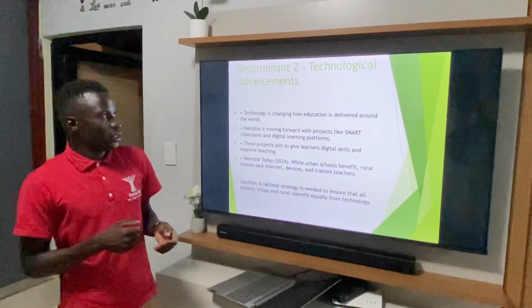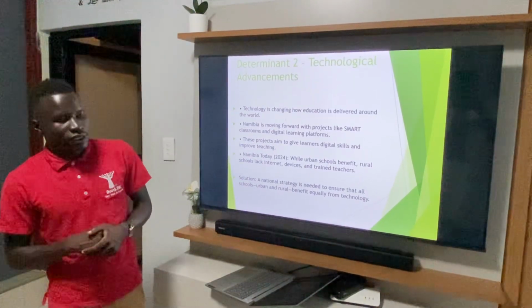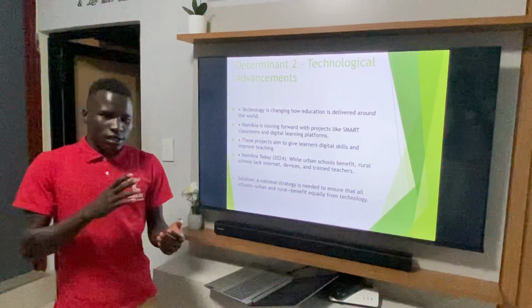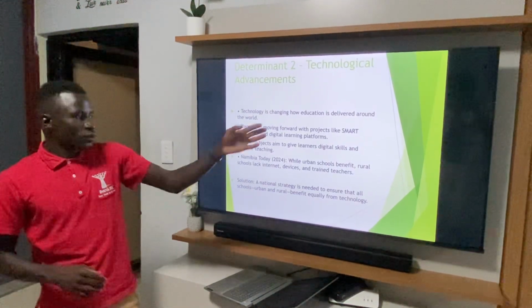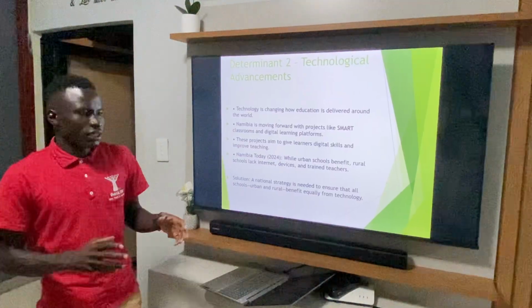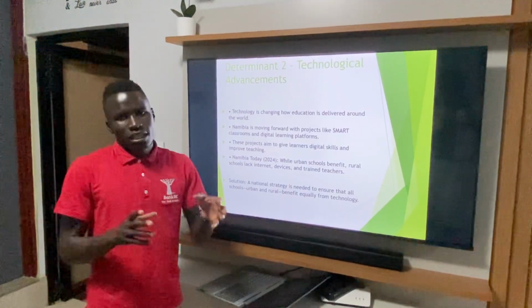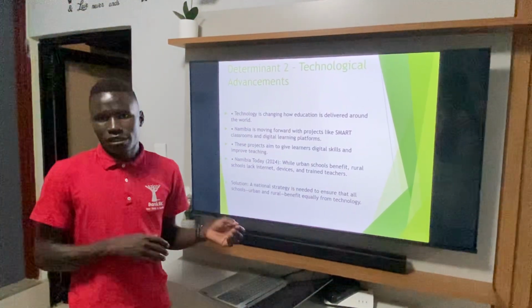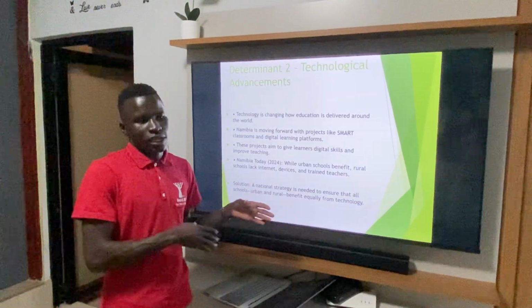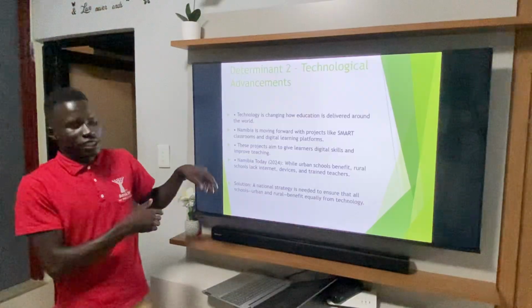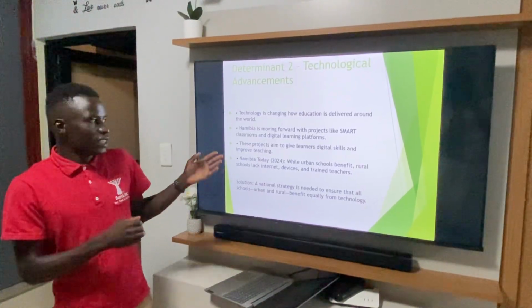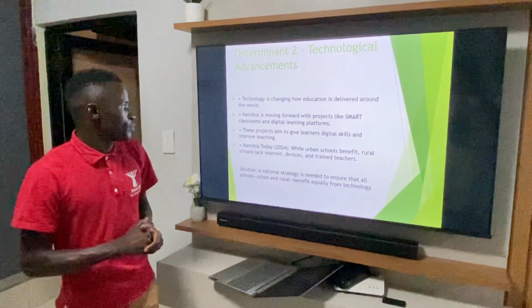The second one is technological advancement. This one is only benefiting certain schools. Like we all know that in rural areas, you hardly find a computer lab, or maybe a computer teacher. You mostly find that in urban schools.